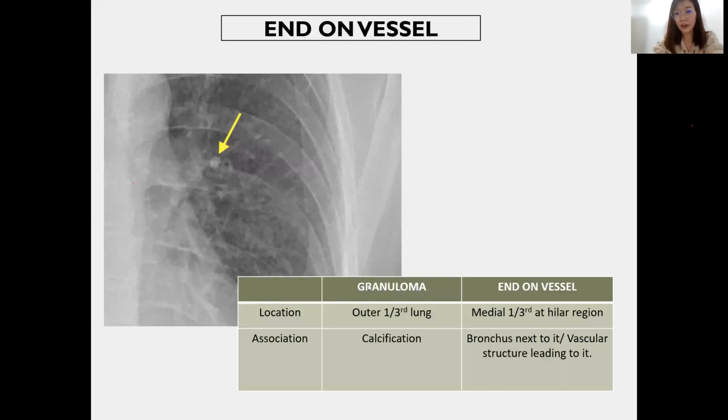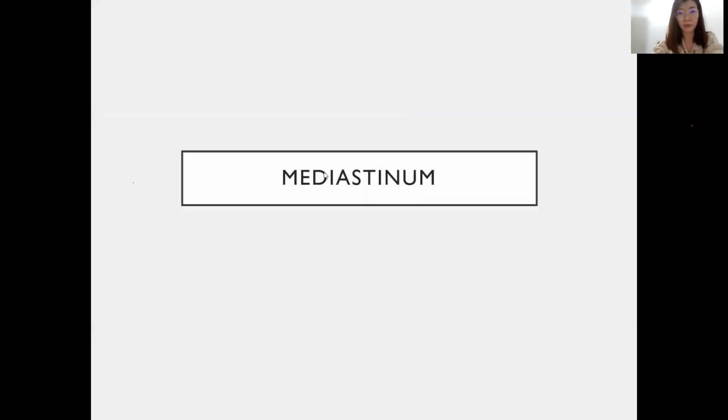Granuloma is always in the outer third of the lung and may be associated with calcification, but an end-on vessel is in the middle third of the lung, so you can easily say it's an end-on vessel. It always has a bronchial structure next to it, easy to identify. But if you see this kind of nodule occurring at the outer third of the lung field, raise a suspicion of granuloma or raise a suspicion of lung nodule, it doesn't matter.